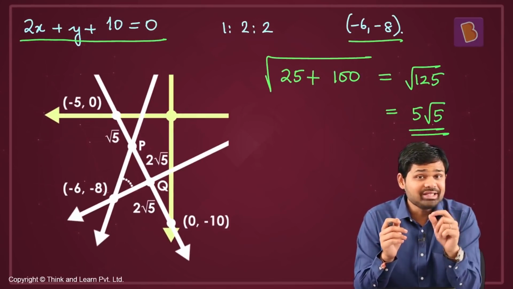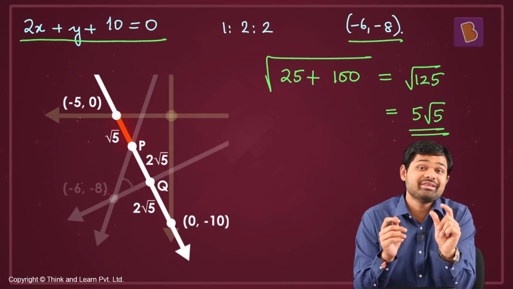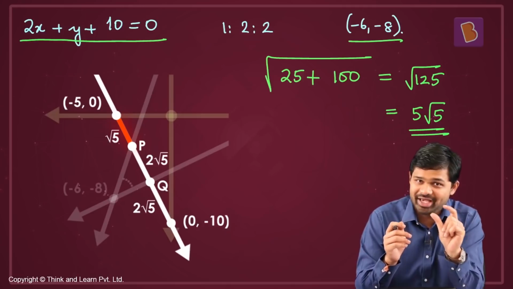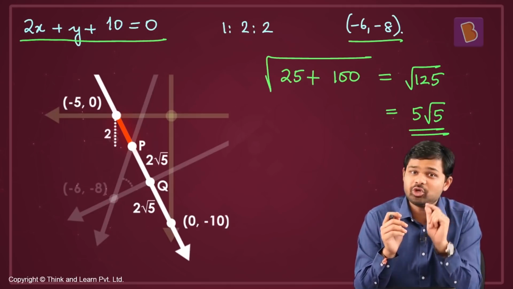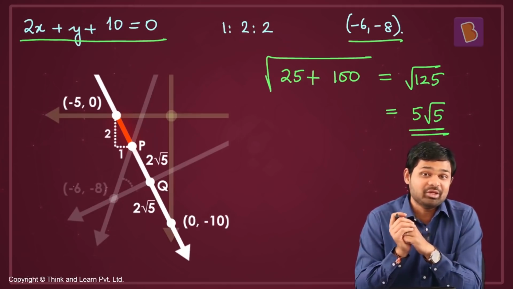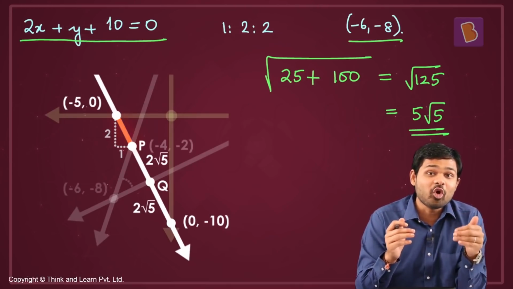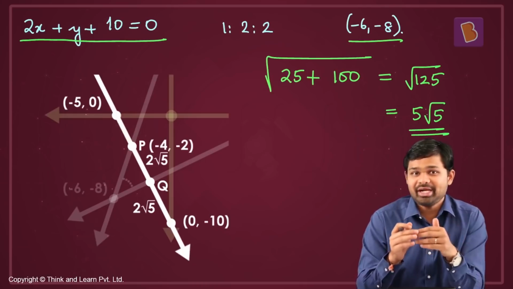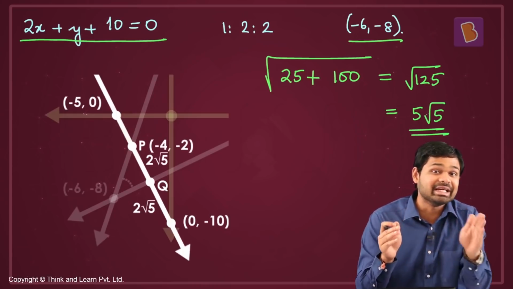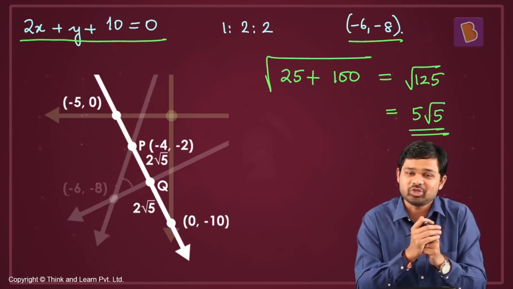So now what is happening in the first portion? The first portion is divided into 1 unit, into x units. So I have to move down 2 and then I will move right 1. So the coordinate of P is going to be very easily -4, -2, right? Because from -5 it increased to -4, from 0 it decreased to -2.